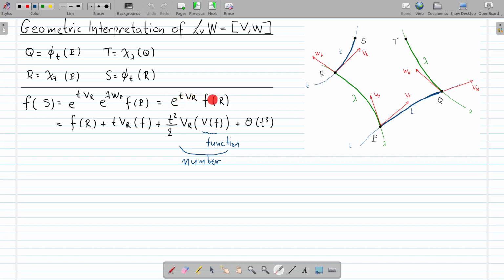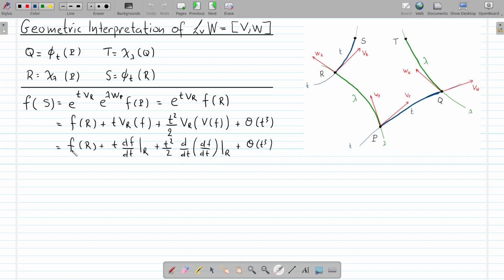So let's consider first this term. Now, by acting with this operator, we obtain a series which we will terminate at order t squared: f of R plus t, the action of V on f at the point R, plus order t squared, two actions of V. First V is acting on f, we obtain a function, and then we act with the vector V at the point R to obtain a number. Then we have higher order terms which we ignore.